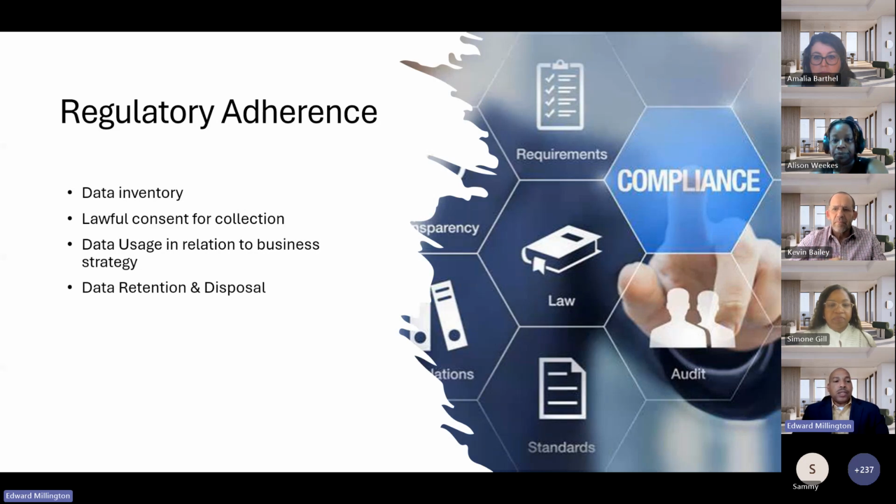So today, I want to start with regulatory adherence. And Alison, can you tell us a little bit about when it comes to regulatory adherence, when it comes to data inventory, lawful consent for collection, data uses in regards to business strategy and data retention and disposal? From your perspective, what are your thoughts on this particular topic?